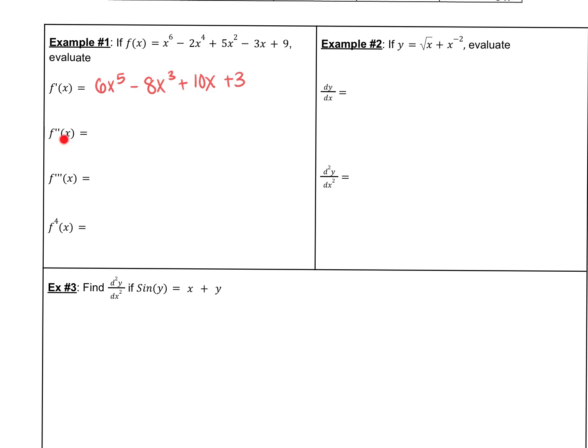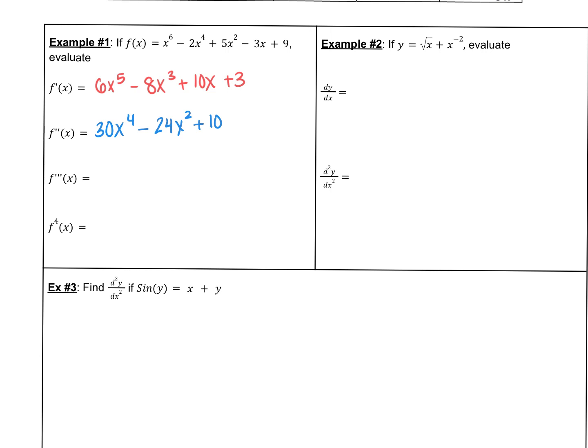So what a second derivative means, take the derivative of the derivative. So let's do another power rule now. So 6 times 5 is 30. Keep the base, decrease the power by 1. Keep going. 8 and 3 is 24. Keep the base, decrease the power. And the derivative of 10x is just 10.